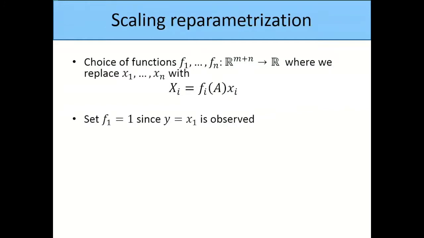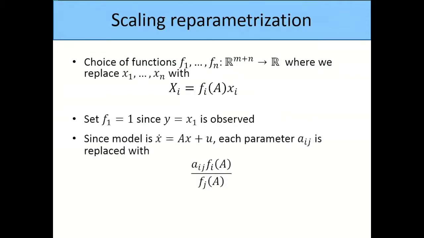Okay, a couple things to note. The first is that, recall y equals x1, so I don't want to mess with the first compartment. I don't want to scale x1, so we'll set f1 to be 1. Another thing to note is that because my model is linear, the effect of the scaling is actually quite nice. What it does to my matrix is it changes the entries aij to be aij times fi divided by fj. So I have this nice simple formula.